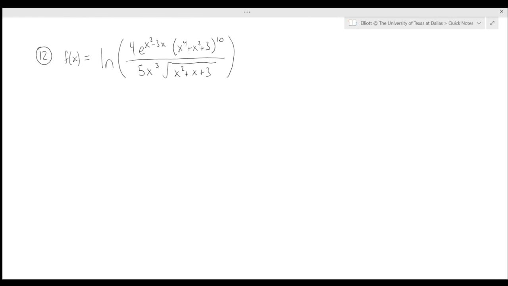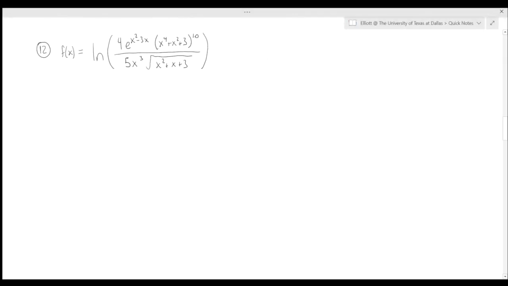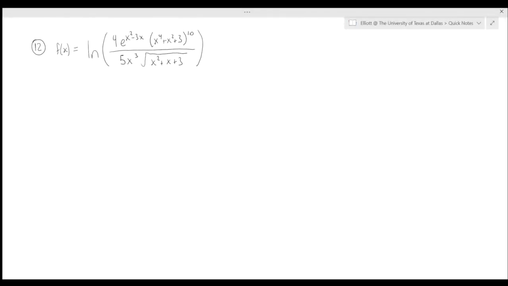Okay, so if you have a problem like this where you've got a bunch of stuff inside your natural log and you have to take the derivative, what you want to do in this problem is apply some properties of the natural log to simplify it first before you take the derivative.